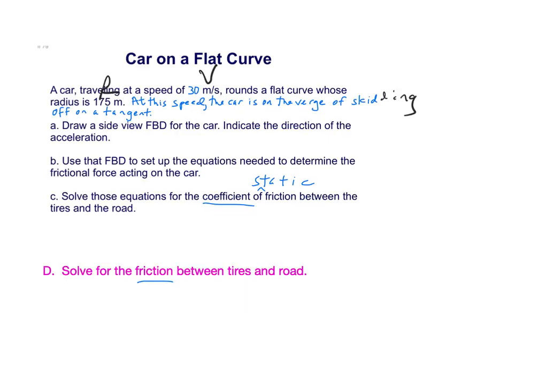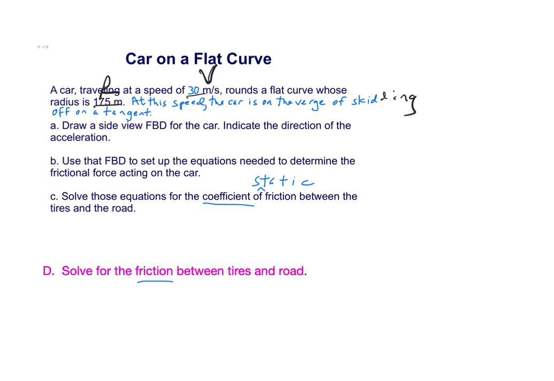Okay, so here's a problem. They give you the velocity, they give you the radius. They're telling you when you're going this 30 meters per second on this particular curve, under these road conditions, if you go any faster than 30, you're going to skid off on a tangent. You're not going to have enough centrifugal force.